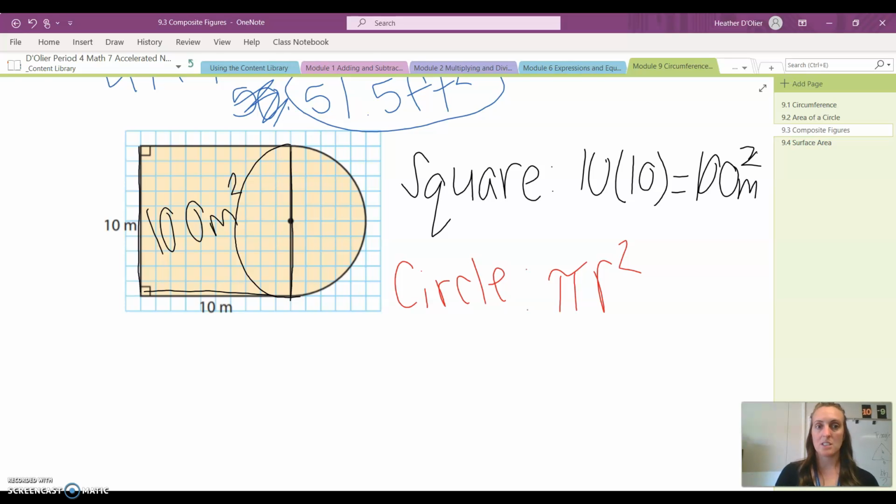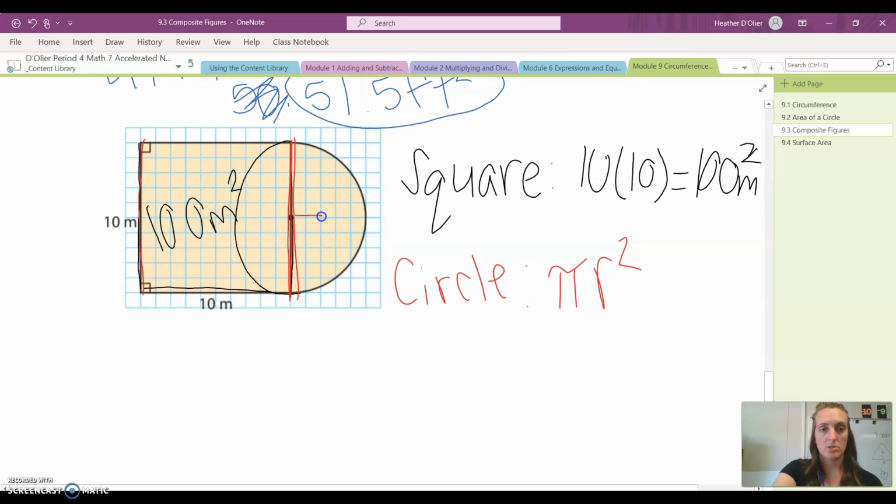Well, here for this circle, I don't know what they gave me. I have a line right here that's going through the center from edge to edge. So, if this side is 10, that means that this side is 10. That's how squares work. So that's the diameter. And half of that would be 5.